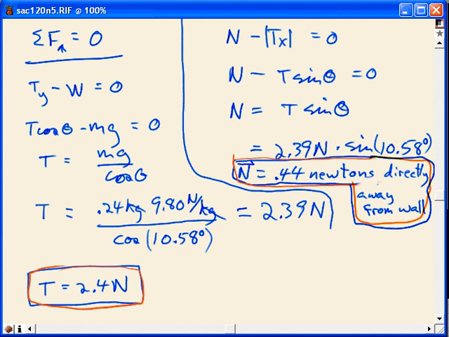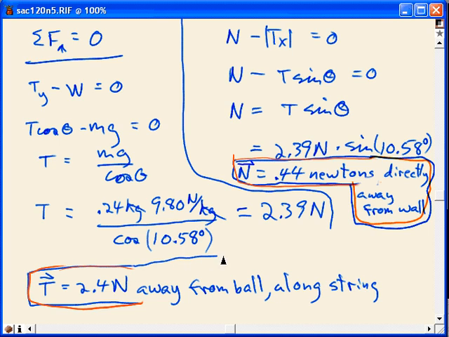And over here, we want direction as well. The tension force, I'll call it away from ball. And along the string. If I had it to do over, I'd reverse the order and say it's along the string, away from the ball, but it works fine the way I got it.